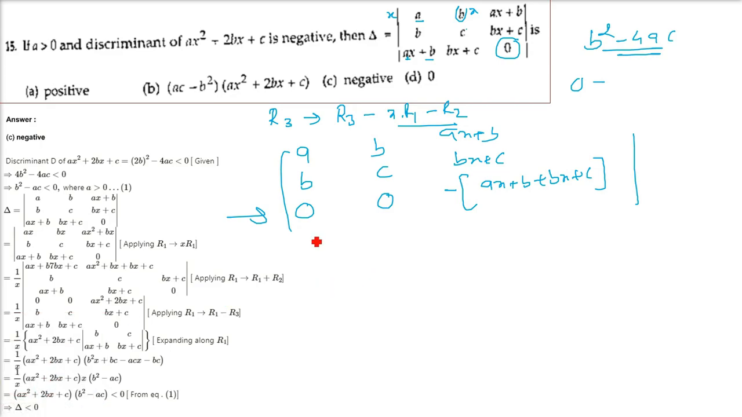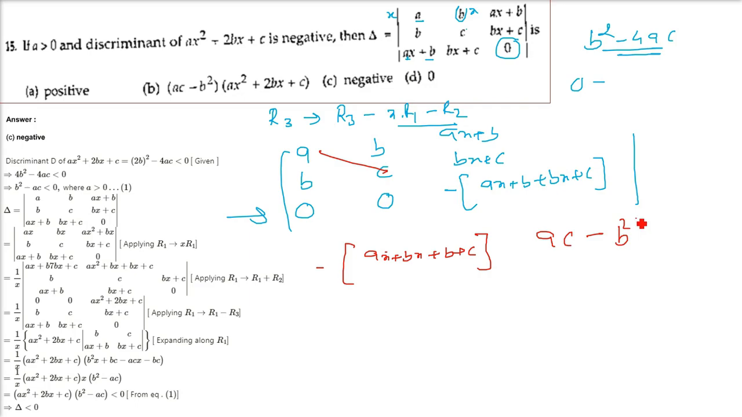The first two elements I am not going to write because they will eventually be 0. So the third we are going to write. It will be minus ax plus b plus bx plus c. So it will be simply ax plus bx plus b plus c you can write. So ax plus bx plus b plus c, and then we have ac minus b square.